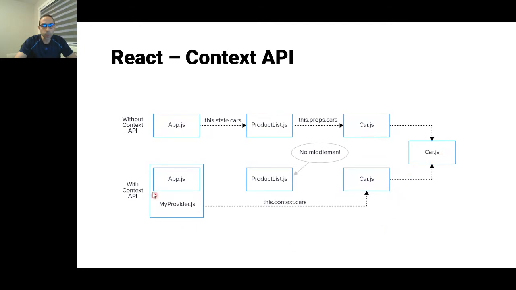So on the lower branch, you can see if we are using context, we can jump all the way from the top of the tree all the way to where we would like to communicate the state without really relying on any middle components to carry forward the state through props.